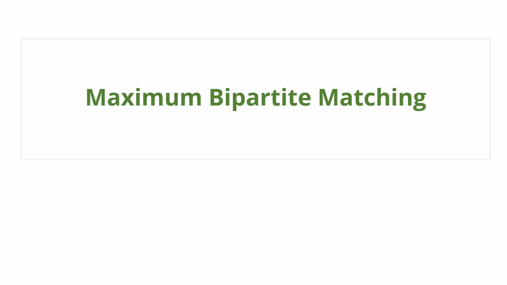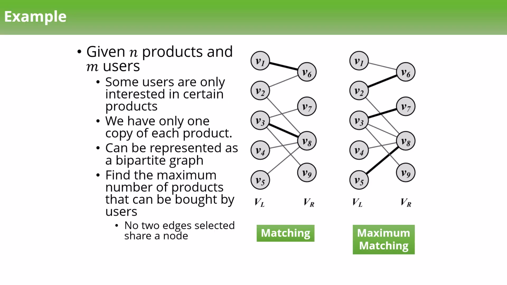A bipartite graph contains two separate groups of nodes. For example, imagine we have students on one side and projects on the other side. A student may be interested in only certain projects. Our objective is to assign as many students as possible to projects, with each student and project being matched only once. This is a matching problem.